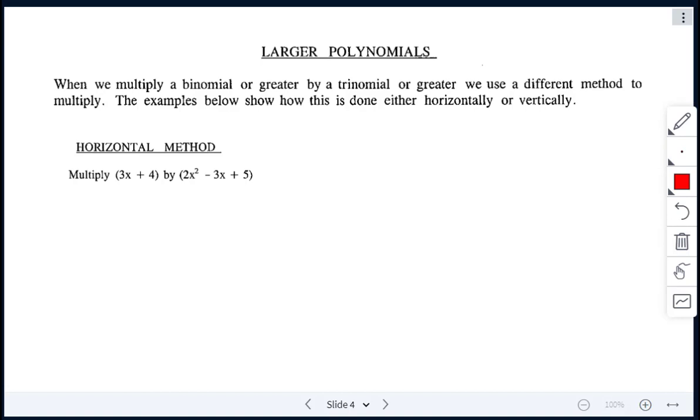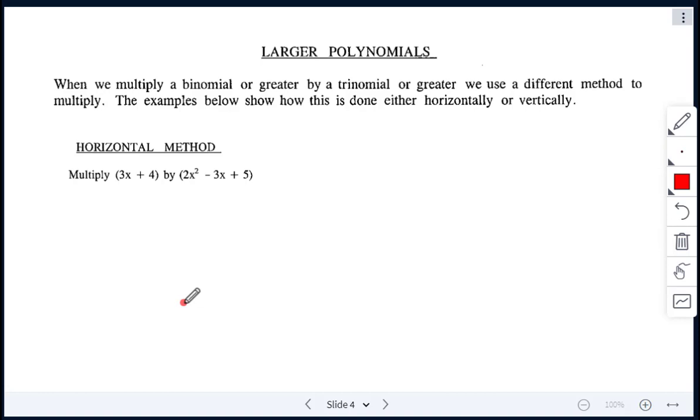All right, so today we are continuing with multiplication of polynomials, and we're just looking at part 2 of multiplication of polynomials. We're looking at larger polynomials. So, for example, when we multiply a binomial or greater by a trinomial or greater, we're going to use these two methods. There's one method called the horizontal method. It's the one that you're familiar with when we did the FOIL method.